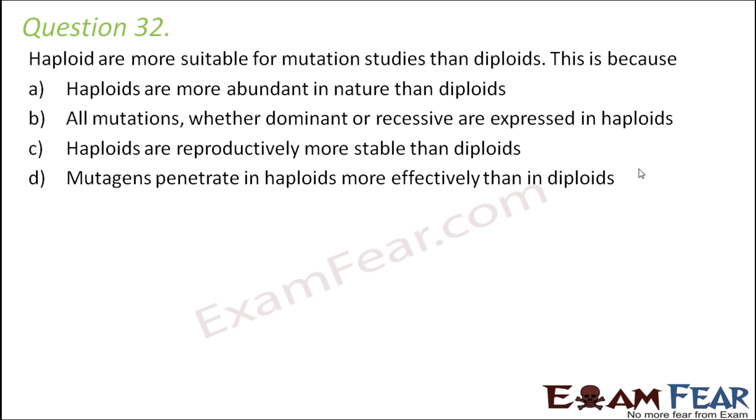Now, the reason why haploids are more suitable is because haploids have only one set of chromosomes. So when you talk about haploids, they just have one set of chromosomes. Therefore mutations are expressed very easily. However, there is a drawback that haploids do not normally occur in nature. But as far as mutations are concerned, haploids are more suitable. So therefore the correct option is B, because all mutations, whether dominant or recessive, are expressed in haploids, because here you just have one set of chromosomes. So any changes that you make is seen in that one set of chromosomes.